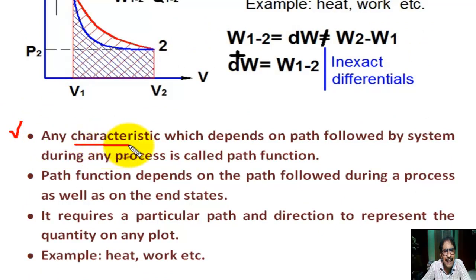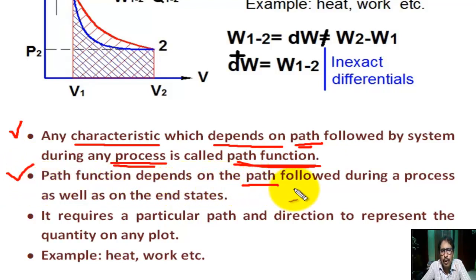So, any characteristics which depend on path followed by system during any process is called path function. Okay.